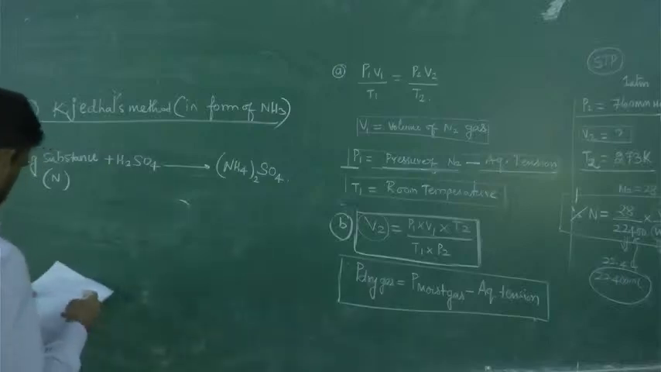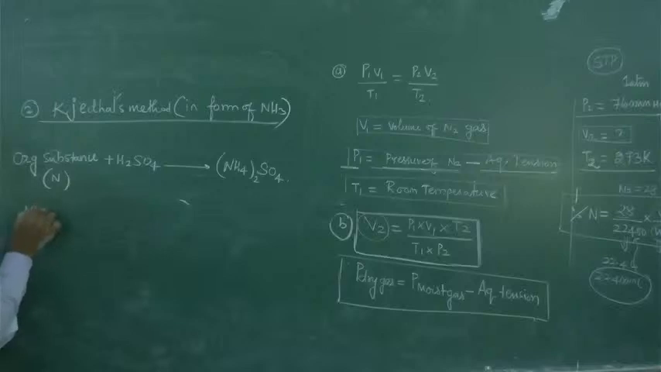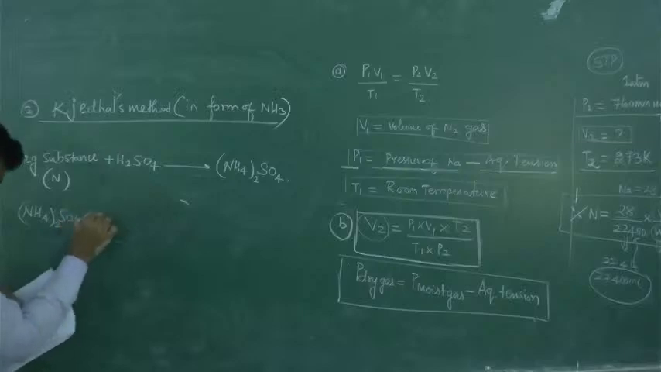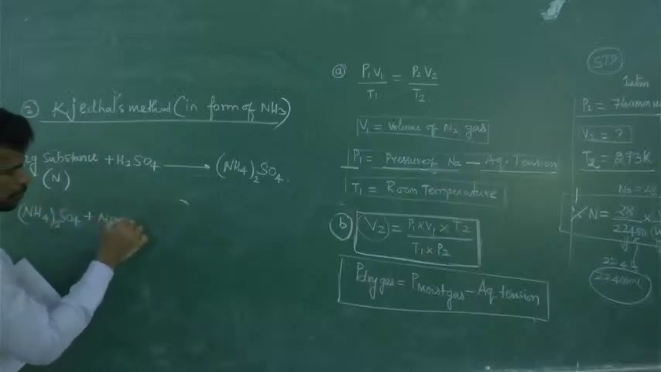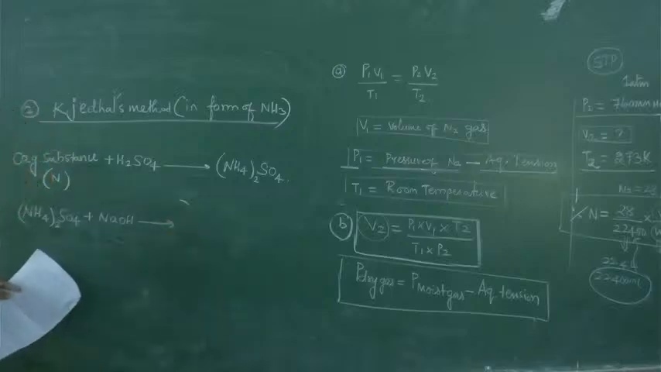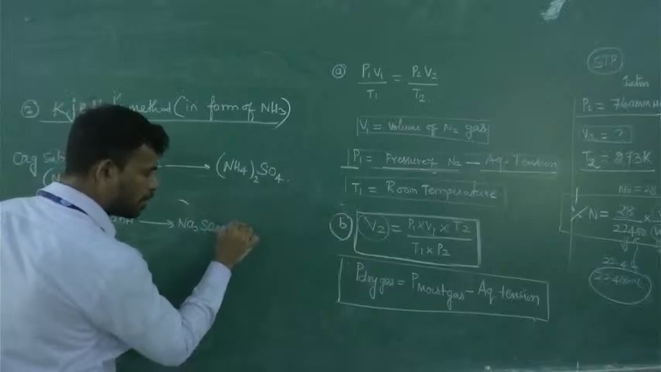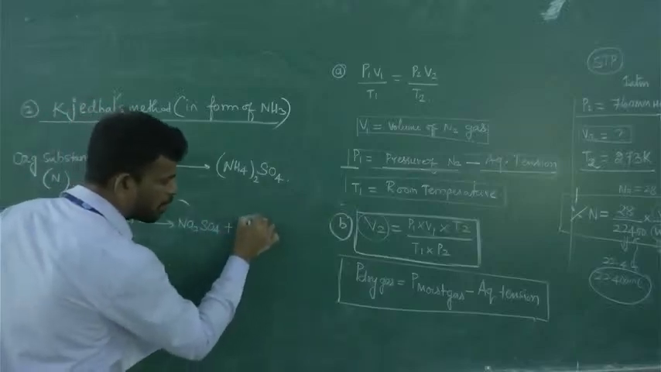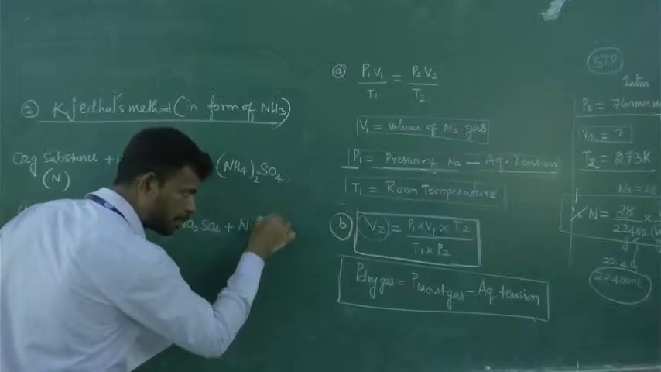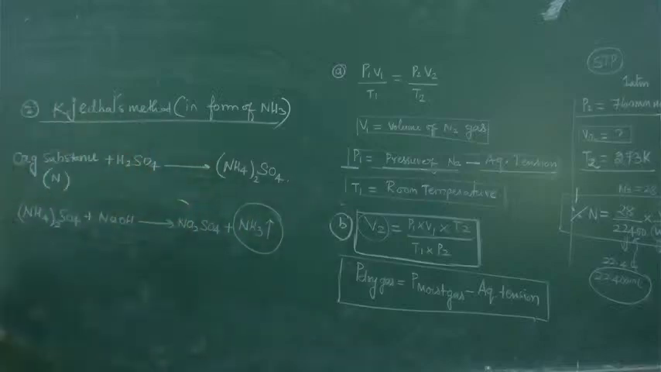Ammonium sulfate. Next, this ammonium sulfate that is formed, we have to treat with NaOH. What will it form? It will form sodium sulfate. From this, ammonia gas is liberated. Please note this. The nitrogen in this is what we have to estimate. How much ammonia gas is liberated? Whatever ammonia is liberated, you have to collect it and estimate the percentage of nitrogen from that.